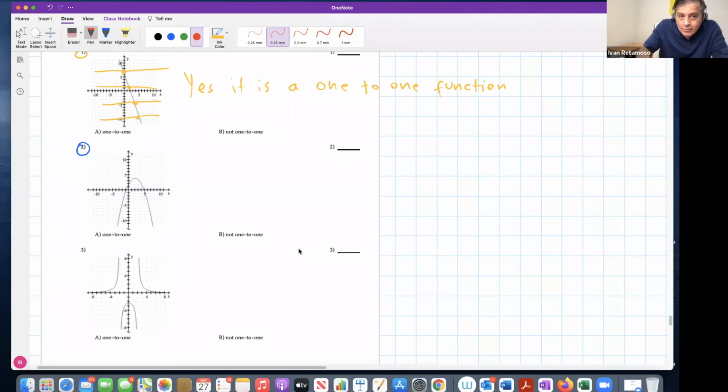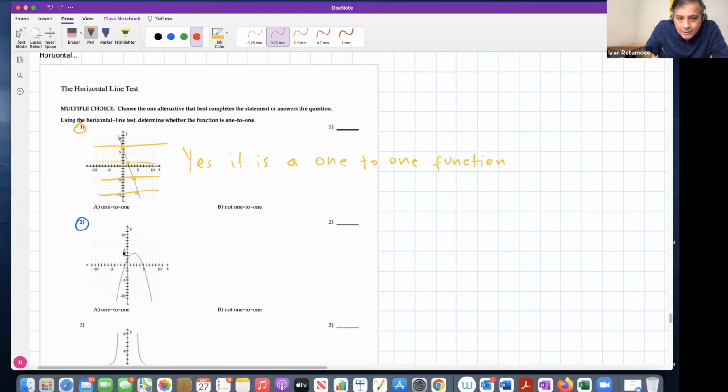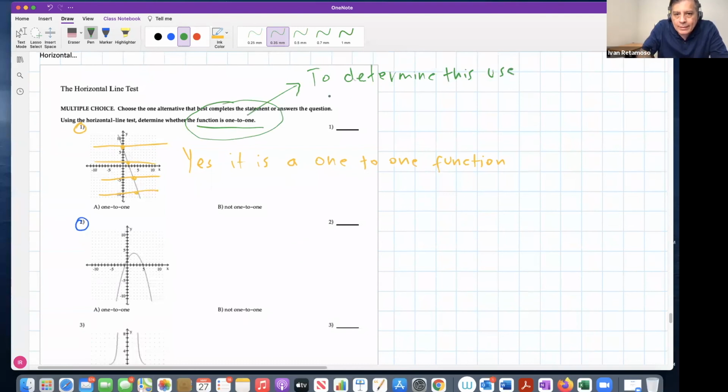They are asking me, always be careful with the question, right? They are not asking me to determine if this is a function. With the vertical line test, this would be a function, right? But the question is, is it a one-to-one function? Is this a special function, a one-to-one function? To determine this, use the horizontal line test, right? So when you see one-to-one function, immediately you have to use the horizontal line test.